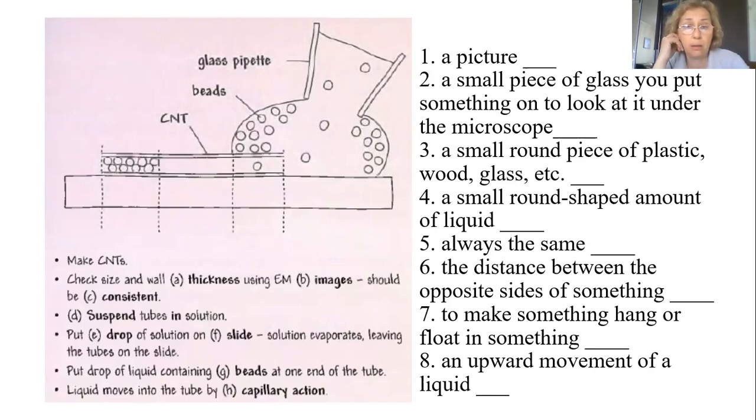Small piece of glass, to look in under the microscope. Small piece of glass, you put something on to look at it. This is slide. Slide, yes. Это предметное стекло, которое вы под микроскоп кладете, да? Okay. Then yes, this is a piece of plastic. Number 3 is beads. Duman, what about number 4?